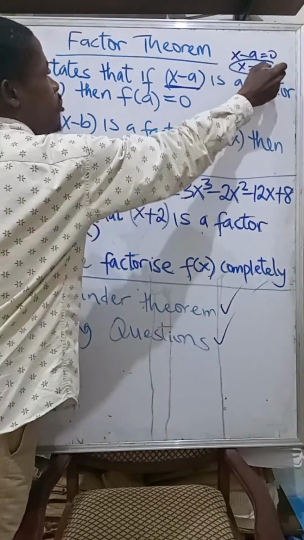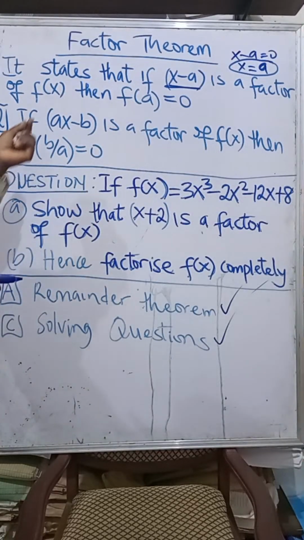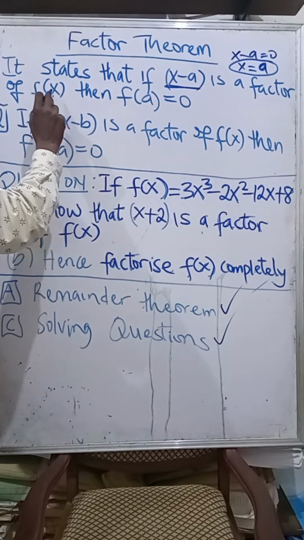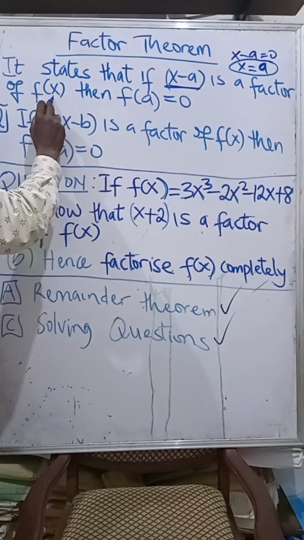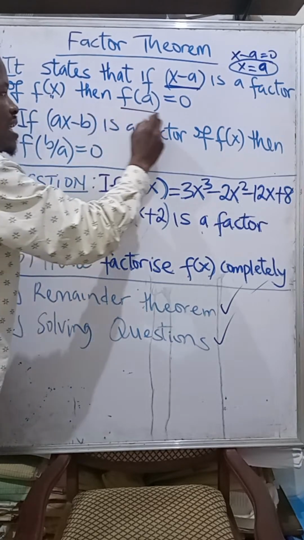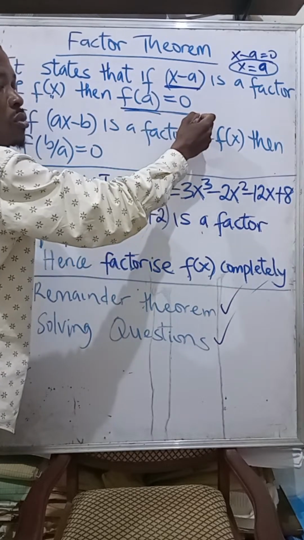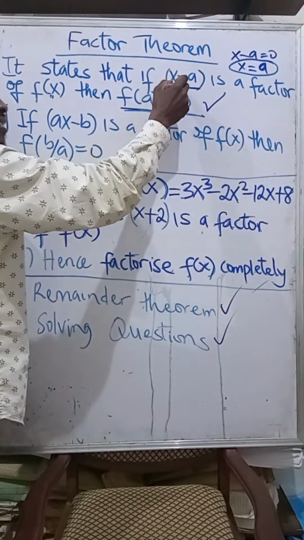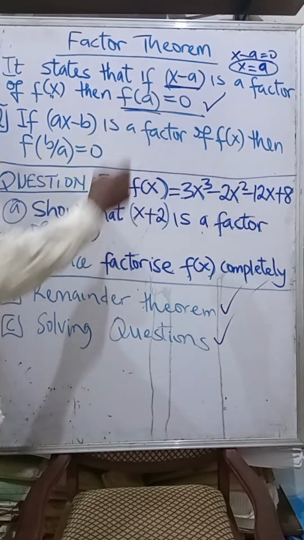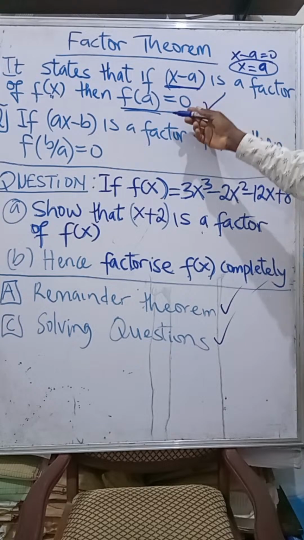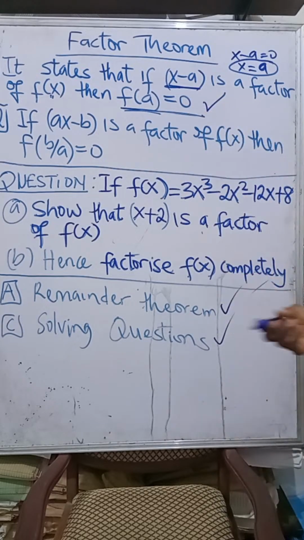Then you go to your polynomial. Anywhere you see x, you put a there. So by the time you make your substitution for x equal to a, f of a must equal 0. Once it is equal to 0, it shows that this x minus a is genuinely a factor. If your f of a is equal to 0, it's a factor.